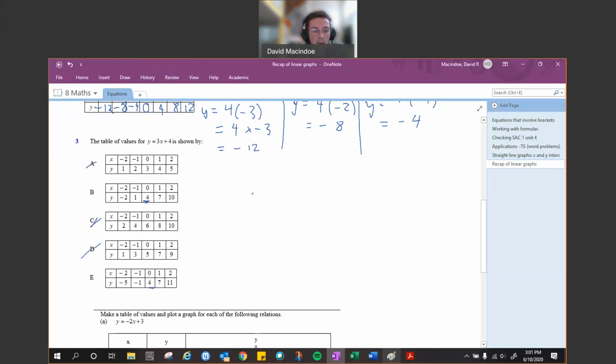Now we just need to check some other ones and see what else. So both of B and E have 7 in the next box, but then for 2, one's got 10, one's got 11. So why don't we just substitute in 2? Y equals 3, and then brackets 2 plus 4. So 3 times 2 is 6, plus 4 is 10. So it must be this one, and it can't be that one because of this. So we're left with B. Easy peasy, hopefully.